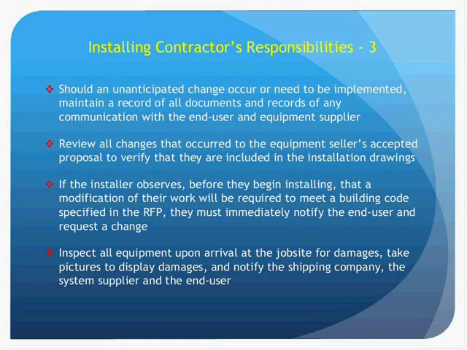The installing contractor observes before they begin that a modification of work will be required in meeting the building code. They should immediately notify the end user and request some type of acceptable change. They should review all changes to the supplier's final proposal in order to verify that they were included in the installation drawings. And lastly, they should inspect all equipment upon arrival at the job site for damages. Next slide, please.